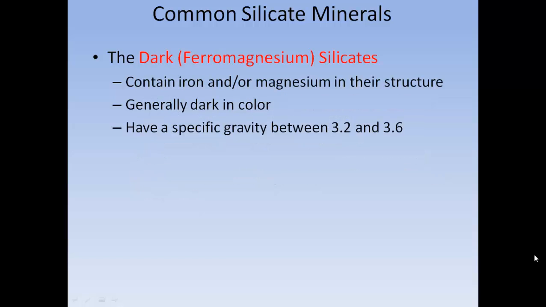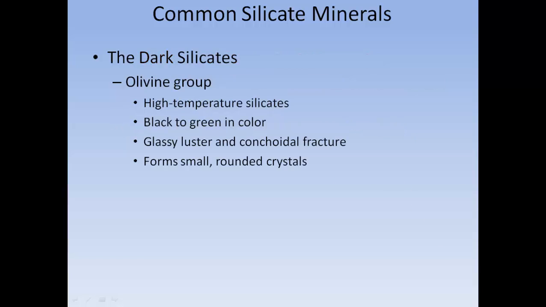Now, the dark or ferromagnesian silicates contain iron and/or magnesium in the structure. So these are heavier, dark minerals, with the heavier, darker ions in them. So they're generally dark in color, and have a specific gravity between 3.2 and 3.6.